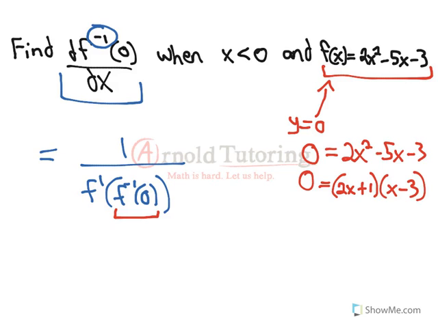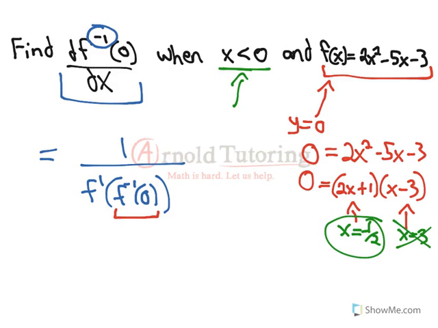Now we can see that there will be two values for x, one that solves this bracket and one that solves this bracket. But here's where we use the last clue in the problem, that says x is less than 0. So we know here x is equal to negative 1/2, and in this one x is equal to 3. Since we know x is less than 0, here's our answer for x. So this guy is not an answer.